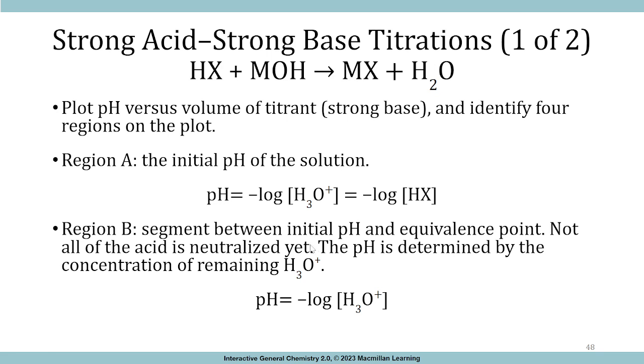Region B is the segment from the initial pH up to the equivalence point. That's where not all of our acid is neutralized yet, so our pH is just the remaining H plus concentration. It's our strong acid minus whatever strong base we've put in so far. Remember, you have to do those in molarities though.